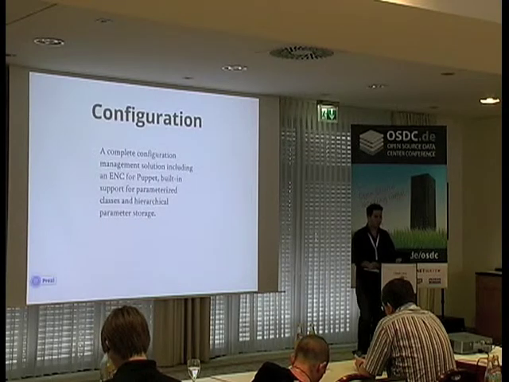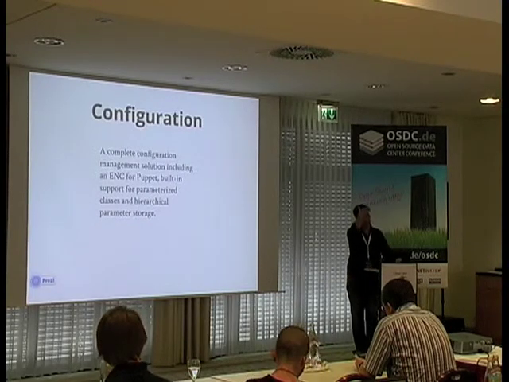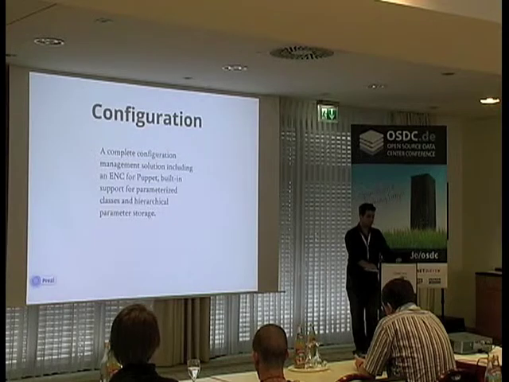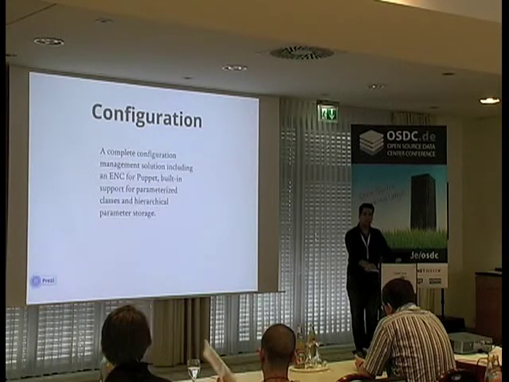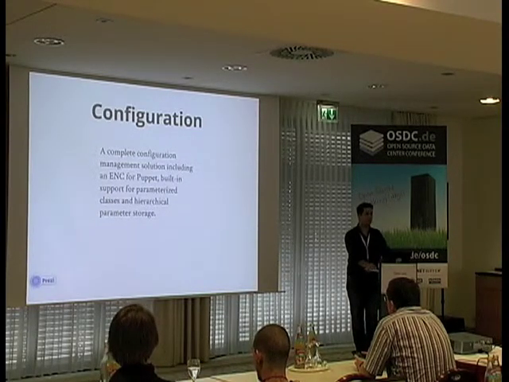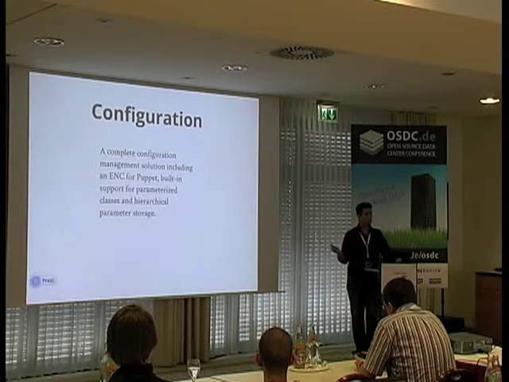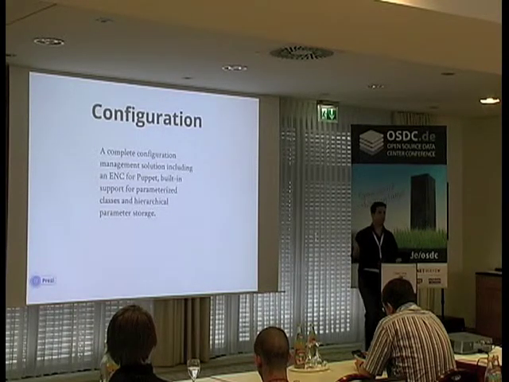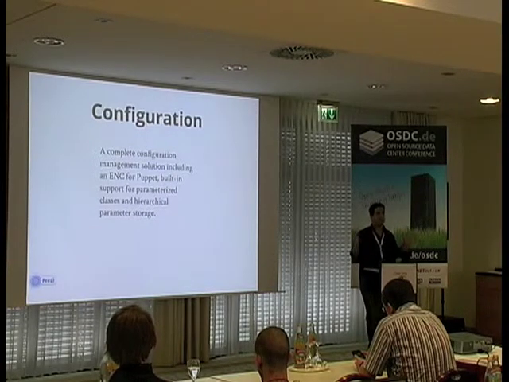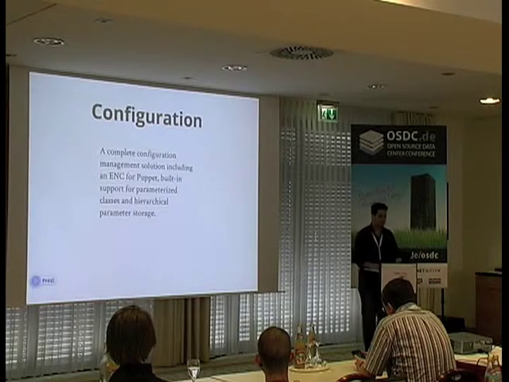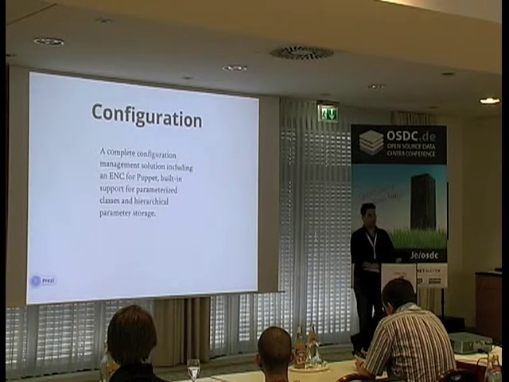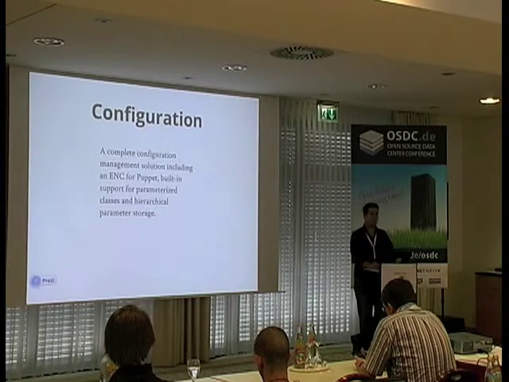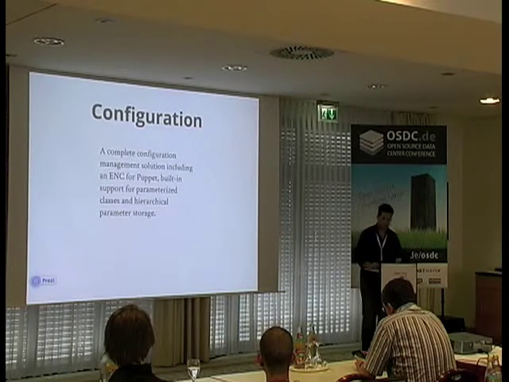When we talk about configuration, Foreman has a very tight integration with Puppet. There's something called an ENC, external node classifier, which basically means Puppet asks Foreman, hey, I got this system, can you tell me what it is about? What should it be doing? Tell me, I'll implement, just tell me. So we basically classify and say. And additionally, for those of you who know Puppet, we also have support for parameterized classes and a hierarchical backend storage. I'll talk about that a bit later.